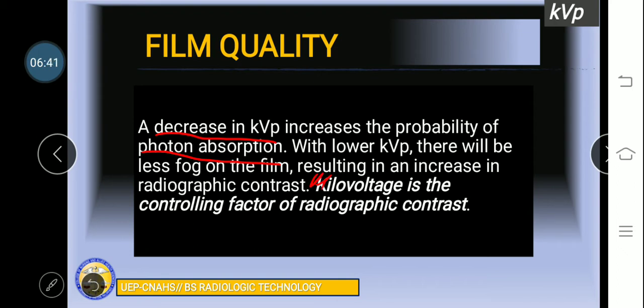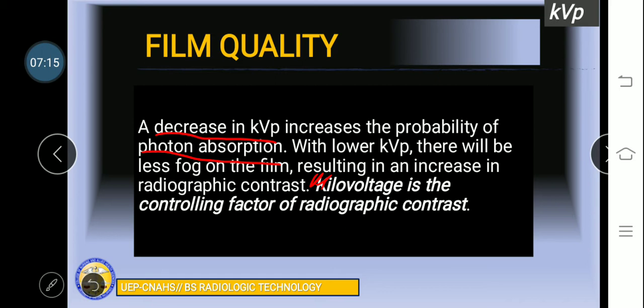Di ba we already discussed this when we tackled radiographic contrast. So low kVp is applicable in the radiography of the extremities, yung mga bones of course of the upper and lower extremities like the hand, the forearm, so on and so forth. So we are applying low kilovolt peak kasi hindi naman siya ganun kakapal to that will require penetration.